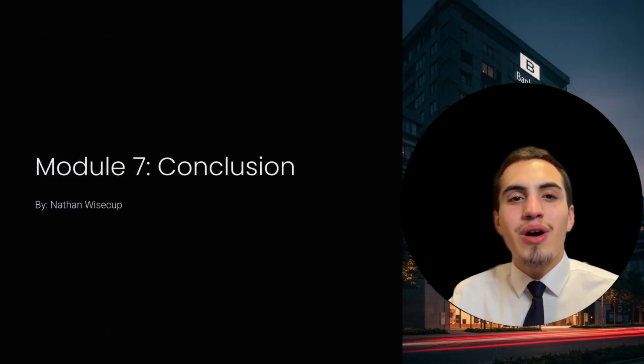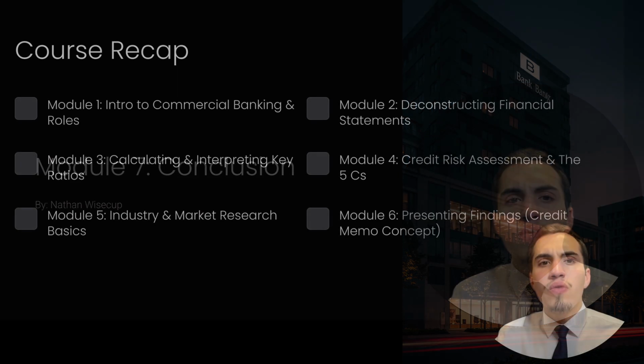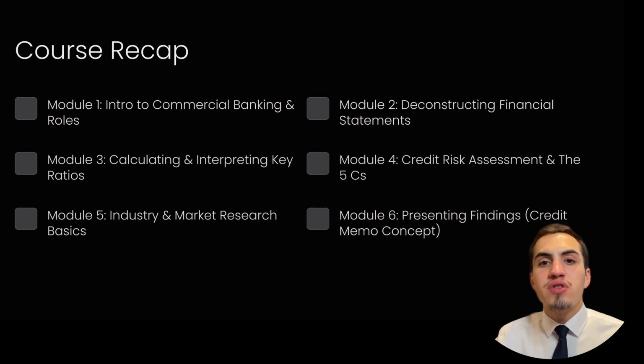Thank you. Welcome to Module 7, where I'll give a conclusion and connect it to the internship opportunity. Over the previous modules, we've walked through the foundational analytical process, starting with an introduction to commercial banking, then deconstructing the core financial statements, understanding how to calculate and interpret key financial ratios, grasping the essential 5 C's risk assessment framework, appreciating the importance of industry and market context, and finally, seeing how these findings are conceptually presented in documents like a credit memo.